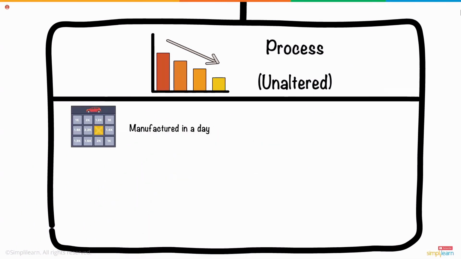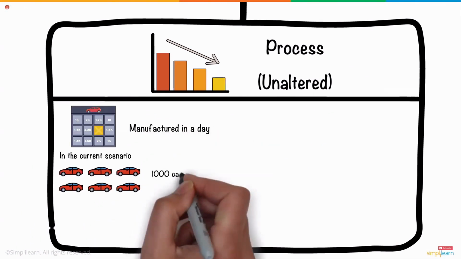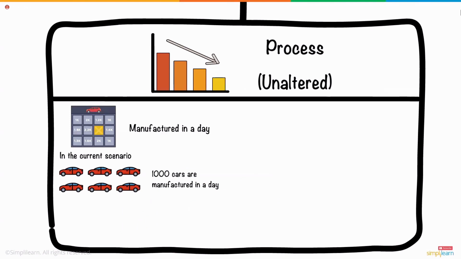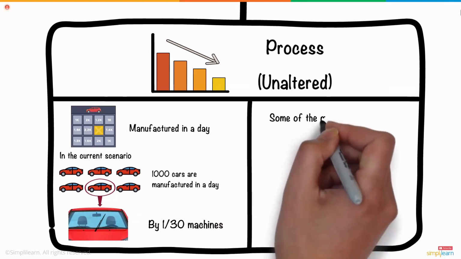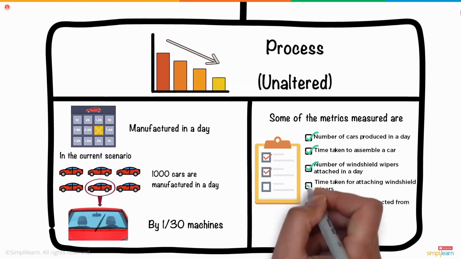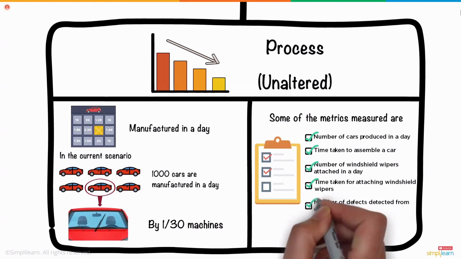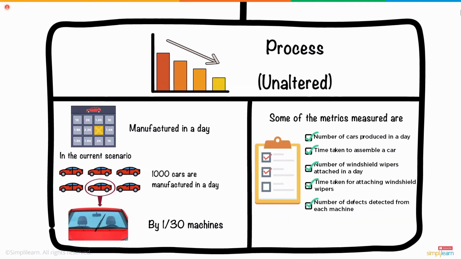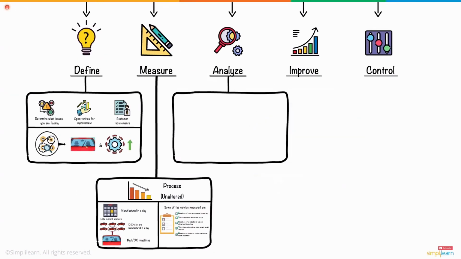You determine the current number of cars that are manufactured in a day. In the current scenario, 1,000 cars are manufactured in a day, and each of these cars are outfitted with a pair of windshield wipers by one of 30 machines used. Some of the metrics measured are how many cars are produced in a day, time taken to assemble a car, how many windshield wipers were attached in a day, time that takes them to do so, defects detected from each machine on assembly completion, and so on.